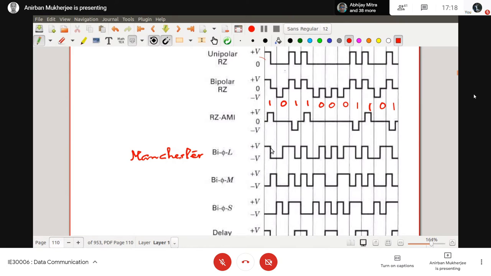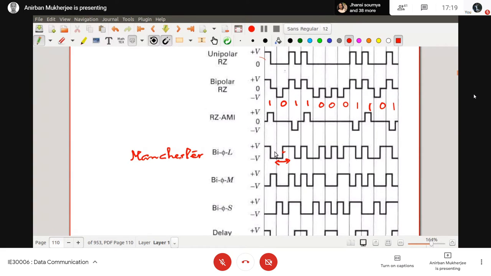There is one important thing here. First of all, it is also a non-return to zero kind of scheme, with no zero state: it is either plus 5 volt or minus 5 volt. Also, the transition is always at the middle of the bit duration. That means it has a self-clocking mechanism. Whenever you see a transition, you understand that it is the midpoint of the bit duration. So even if you lose the clocking or the synchronization, at the next bit you will understand. At this point is the middle of the bit duration, and this is my bit duration. So it has a self-clocking mechanism.